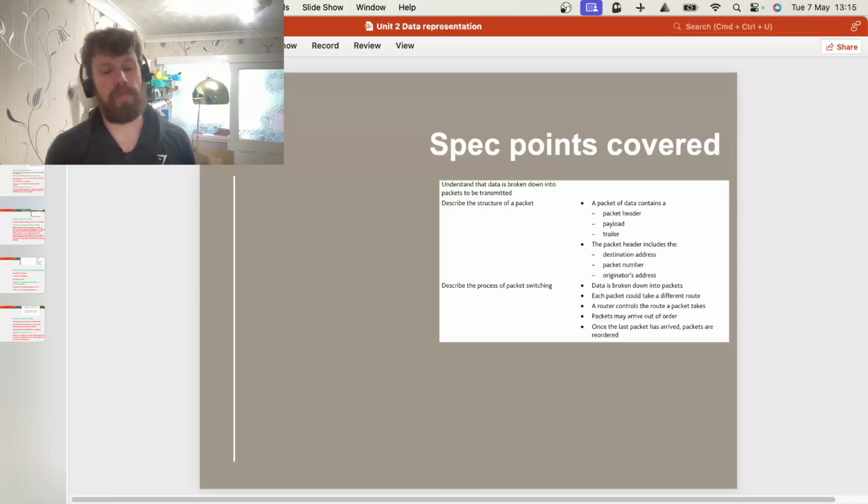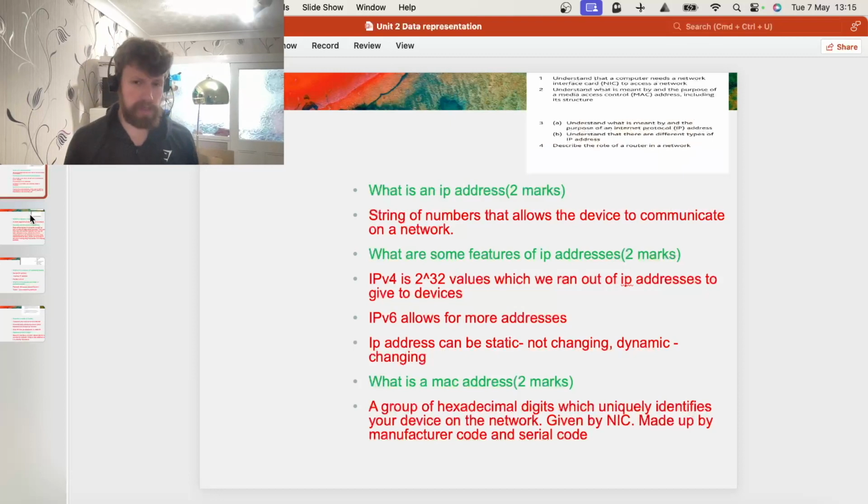The way we're going to be doing this is we're going to be looking at networks, and this is all to do with the Cambridge International specification today. What we're going to be looking at is particularly data, so we're going to be looking at packets. We're also going to have a little look at routers and IP addresses today, and we're also going to have a look at packet switching. So first things off, we need to understand about IP addresses.